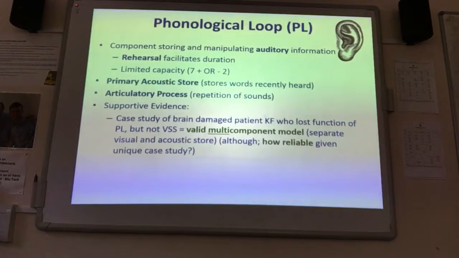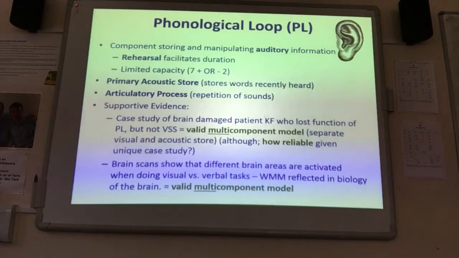In other words, suggesting that there is a separate visual and a separate verbal component is a good thing. Although, just throwing in there, remember that's just one brain damaged patient, so we can't overgeneralise. It's not fully representative. If we look for other evidence that is a little bit more representative, you have studies where we scan the brain and ask a participant to do a verbal task, and we see a very specific pattern of activation in that scan. Then if you ask them to do a visual task, we see a different pattern of activation.